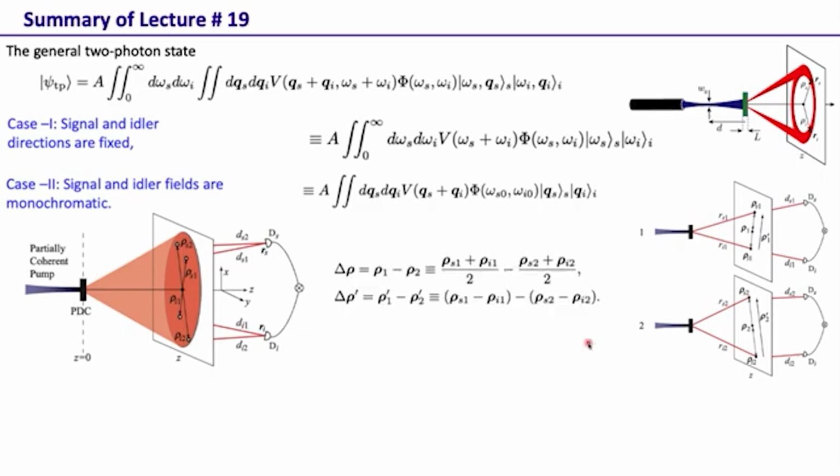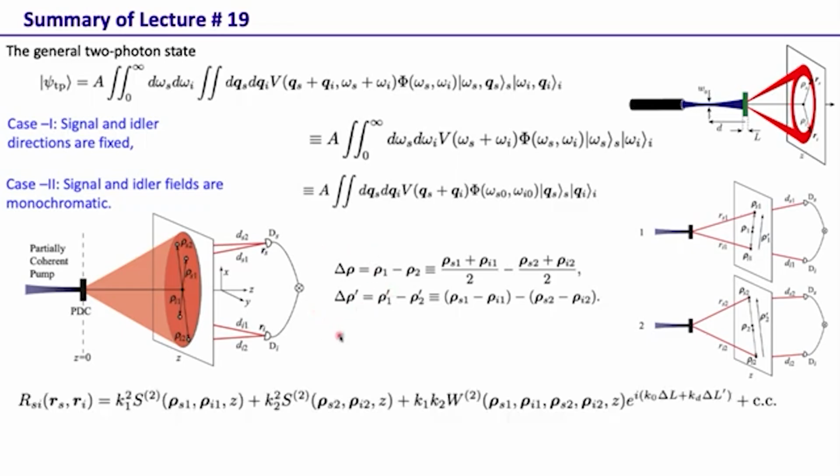And then in order to derive the conditions for coherence, we constructed these quantities delta rho and delta rho prime and defined them in this manner. These definitions for delta rho and delta rho prime in the spatial domain are pretty much the same as how we defined delta L and delta L prime in the context of temporal interference. In terms of these quantities, and assuming the pump to be a partially coherent field, we then derived the coincidence count rate at this detector, and we found that it has this kind of expression.